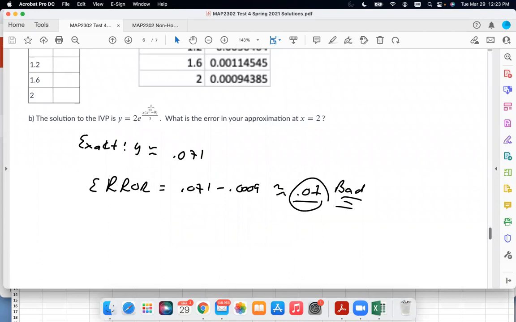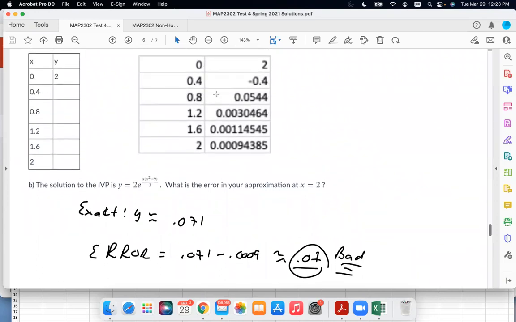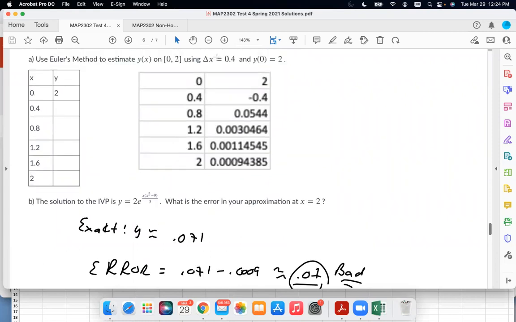Okay, this is the actual solution to that DE. I want to know how good this solution was. So by the time I got to 2, this is what Euler's method said the answer should be. If we plug 2 into this, we get that. Those are very far off. Euler's method gave us a terrible approximation here. Those aren't even close. And the reason for that is my delta x was gigantic.